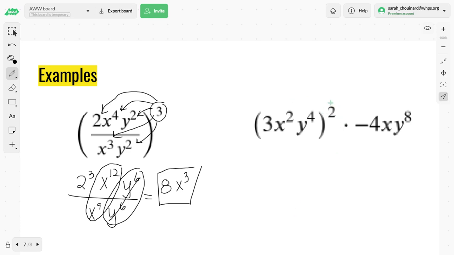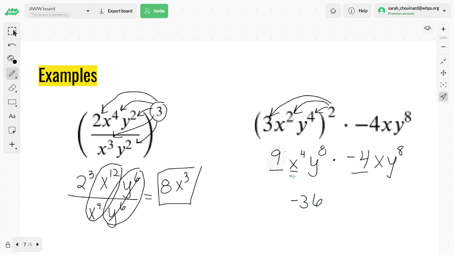Same thing for this example. Let's start by giving the power of 2 to every base in this problem. So we get 3 squared, 2 times 2 is 4, 4 times 2 is 8, and then we're going to have to multiply that by negative 4xy to the 8th. So 3 squared is 9, so I'm just going to erase that and write 9. And then I'm going to multiply my coefficients. So 9 times negative 4 is negative 36. And I'm going to add my exponents. 4 plus 1 is 5. 8 plus 8 is 16. And so that is going to be my final answer.